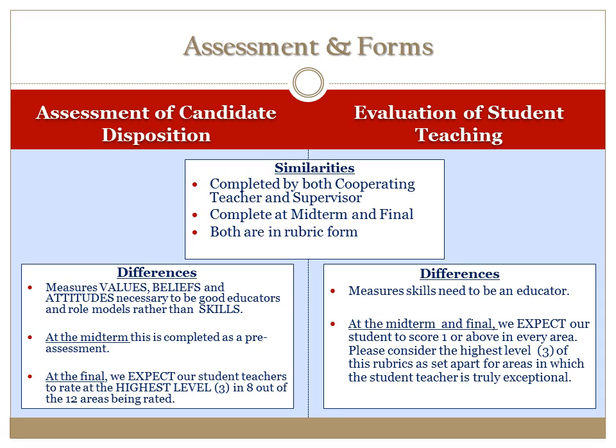Next, we will look more closely at 2 assessments that are given during the student teaching experience. We discussed both of these assessments when we went over the timeline. The first assessment is called the Assessment of Candidate Disposition, and the second is called the Evaluation of Student Teaching. They are very similar. They are both completed by the cooperating teacher and supervisor. Typically, the 2 parties confer before completing their individual copies online. They are both completed at the midterm and final points, and they are both in rubric form.